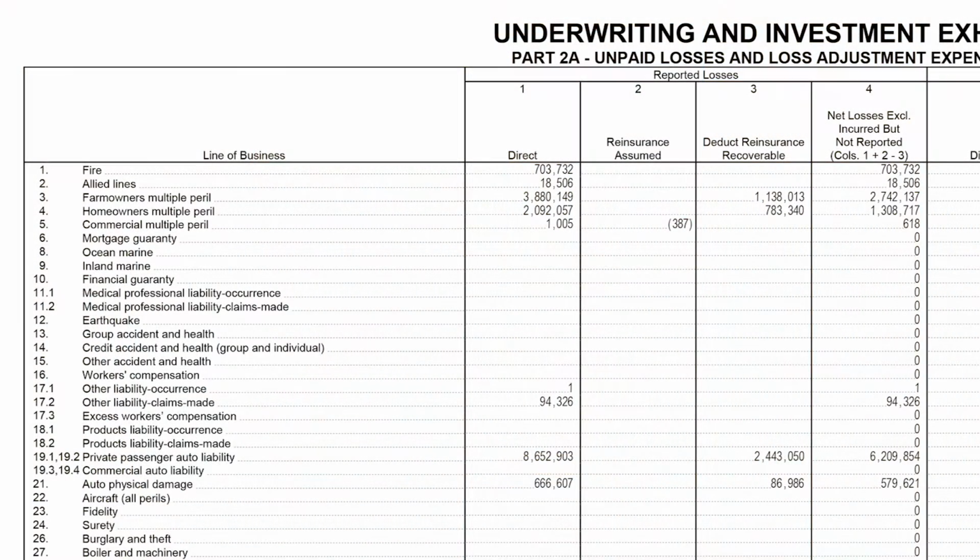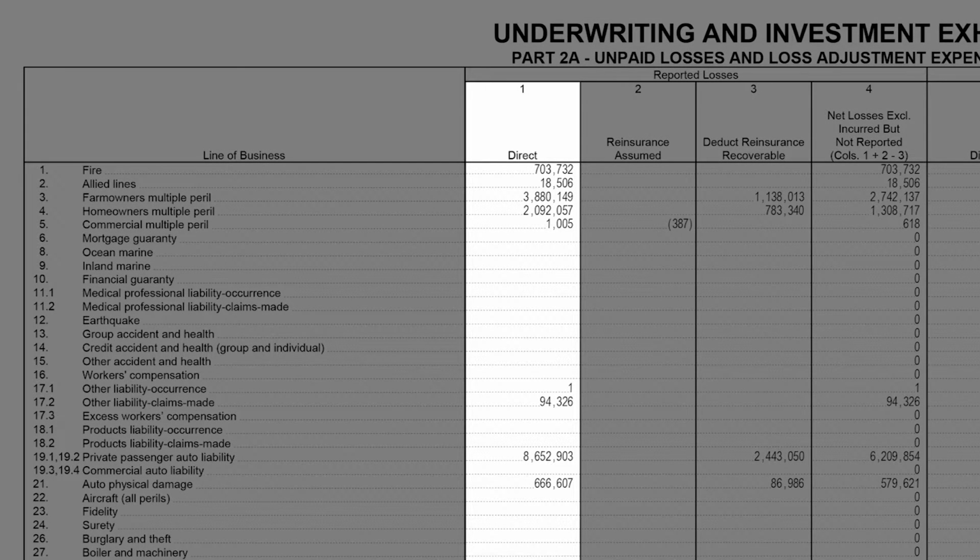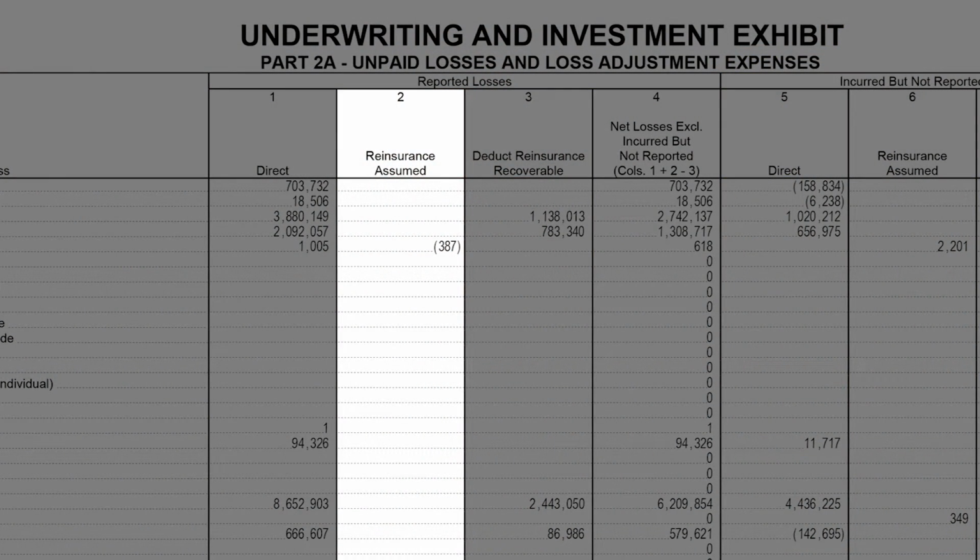Part 2A, if you look down the left-hand side, as with the other parts, you can see that the lines of business are represented there. Column 1 is the direct reported losses. And here again, these are unpaid losses, claims based on the actual cases or the actual claims that are submitted to the insurance company for settlement. Column 2, here again, we've got reinsurance assumed, and that represents the unpaid claims on the business that the company voluntarily assumed from another insurance company to share that risk.